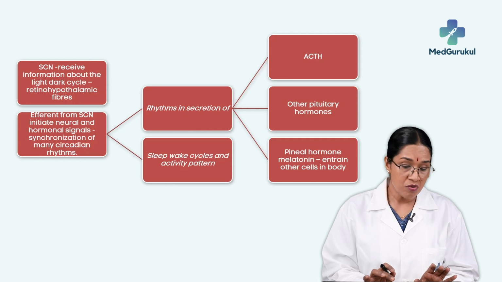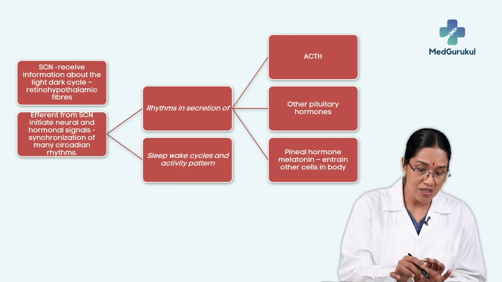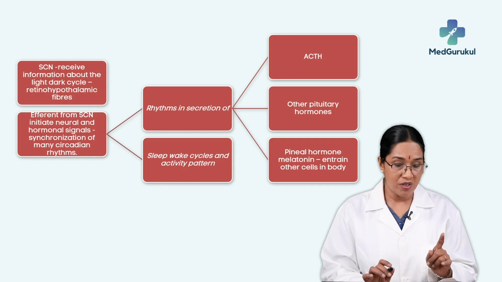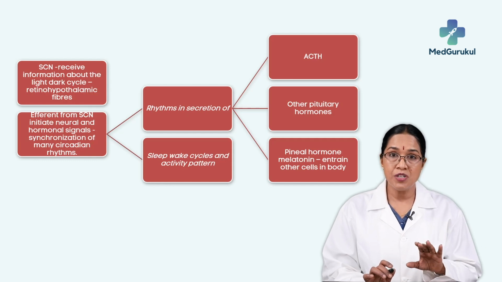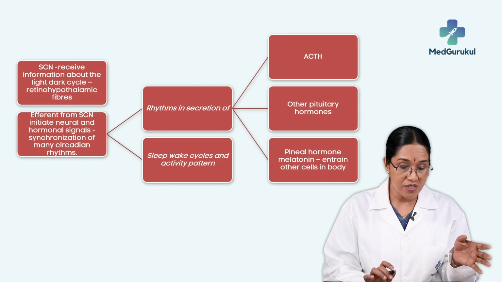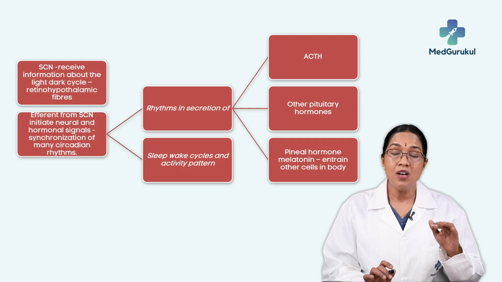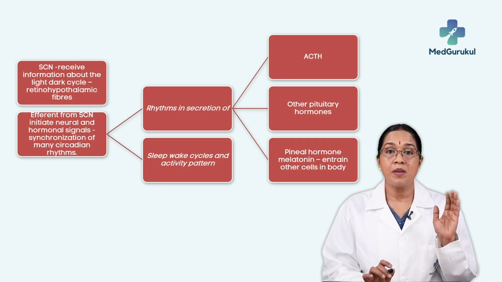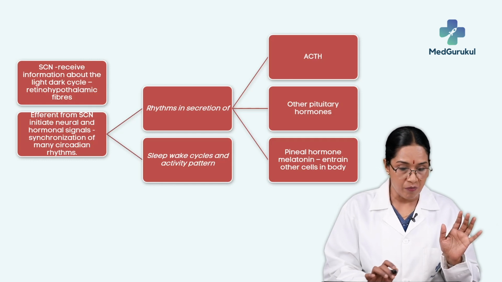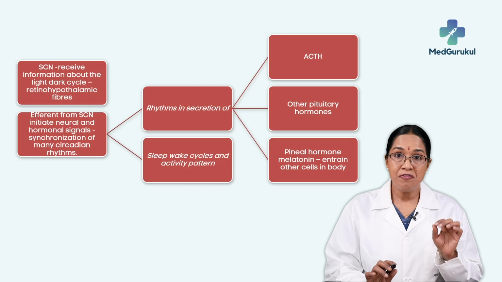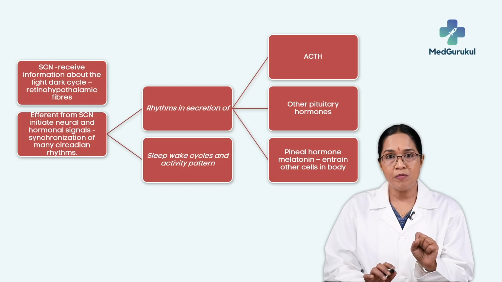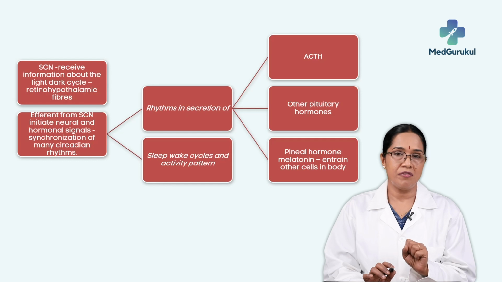Now, these retino-hypothalamic fibers, can you see this word? This is actually very important. The suprachiasmatic nuclei receive information about whether it's day outside or night outside. It is through the retino-hypothalamic fibers that the suprachiasmatic nucleus receives input. Now, what will happen then? There are efferents. The suprachiasmatic nucleus has already received the information via the retino-hypothalamic fibers, isn't it?